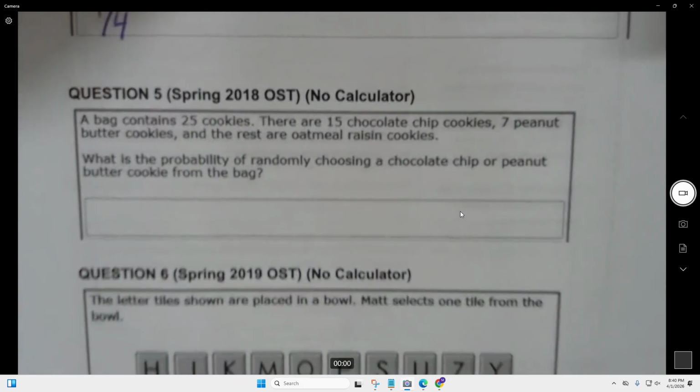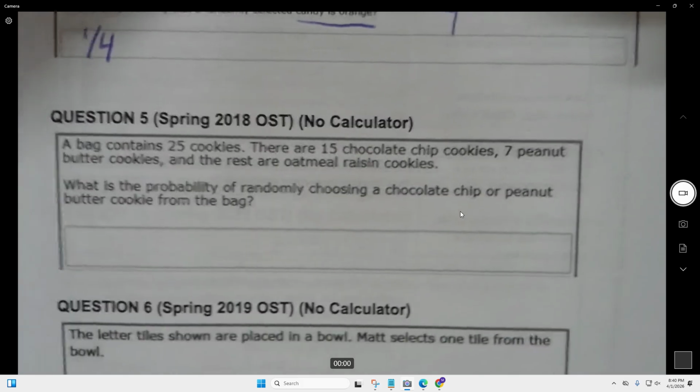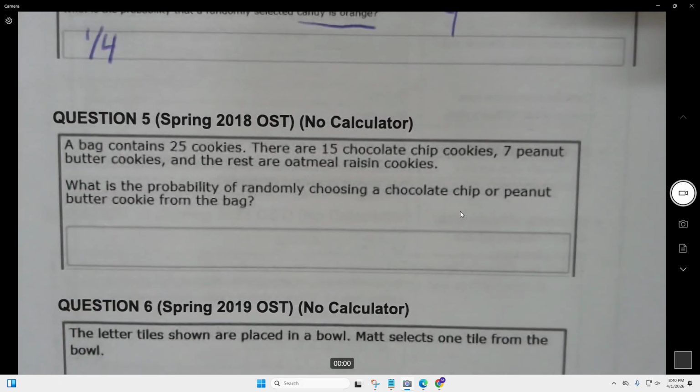Question 5. A bag contains 25 cookies. There are 15 chocolate chip cookies, 7 peanut butter cookies, and the rest are oatmeal raisin cookies. What is the probability of choosing a chocolate chip or peanut butter?